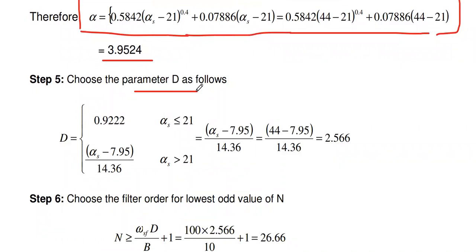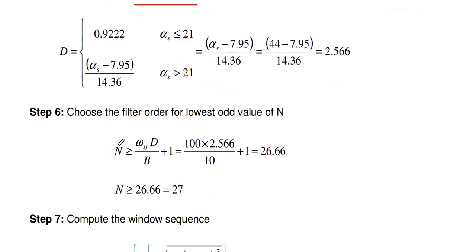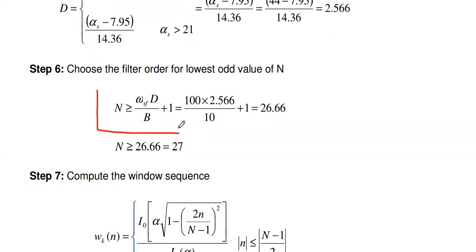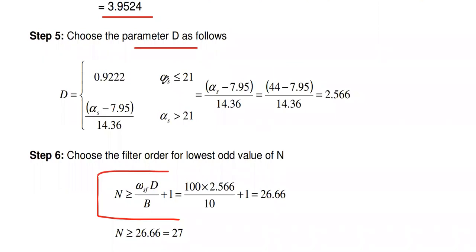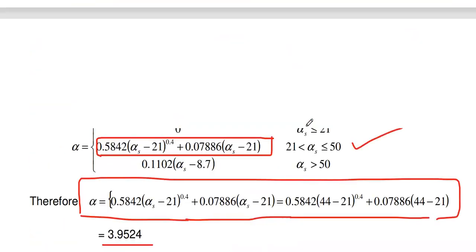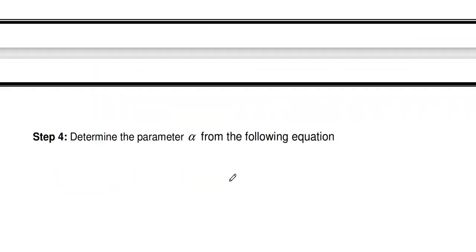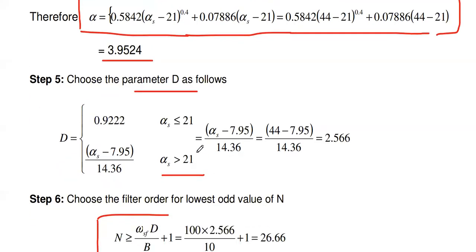Once you calculated this alpha, next we have to find the parameter d. Why are we calculating alpha, d, and so many things? Because we have to find the order of the filter. This order n depends upon the parameter d, and the parameter d depends upon the value of alpha. That's why we are calculating in reverse. The parameter d has two cases: if alpha is less than 21, this is the answer; if alpha is greater than 21, this is the answer. Here alpha s is 44, which is greater than 21, so this condition is satisfied and we calculate the d value using this formula.